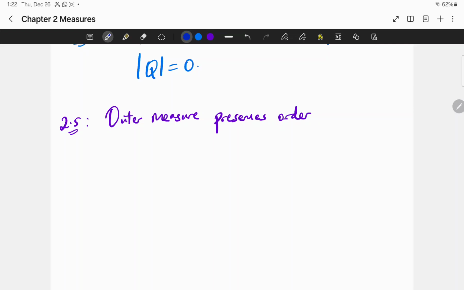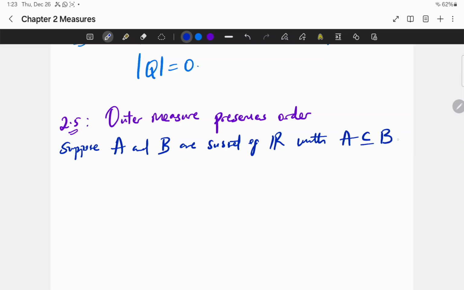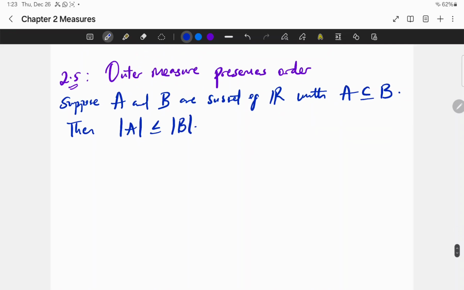Okay, so suppose A and B are subsets of R with A subset of B, then the outer measure of A should be less than or equal to the outer measure of B. So this is also a nice proof.